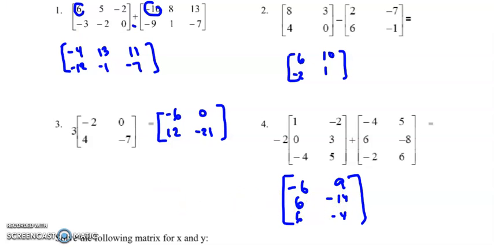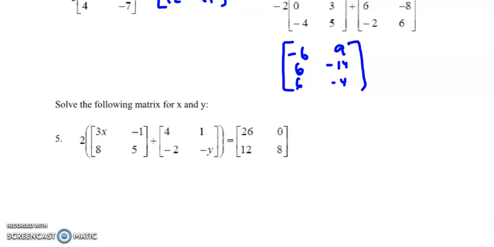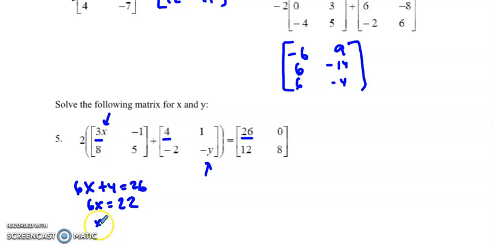So those are the two most basic operations that we'll be dealing with. Now we're going to go ahead and solve this matrix equation for x and for y. So let's just look at the corresponding elements of each matrix that will involve the x, and we'll set up a little algebra equation with just those. So we have 2 times 3x is 6x plus 4 equals 26. So 6x equals 22, and x equals 22 over 6, which is 11 over 3.